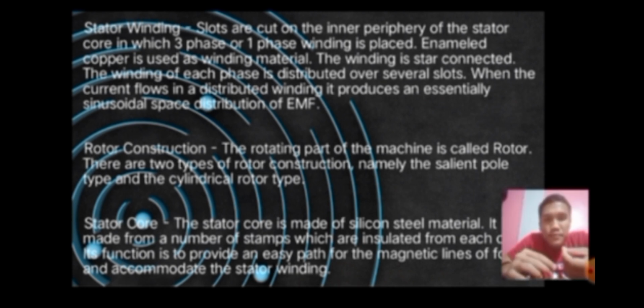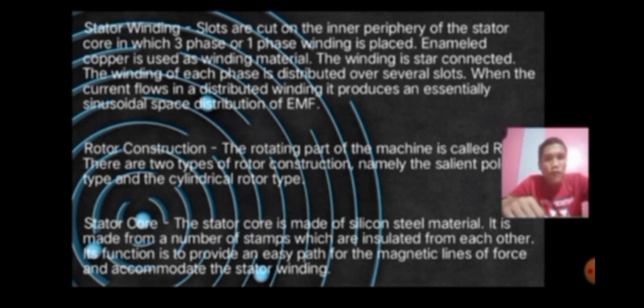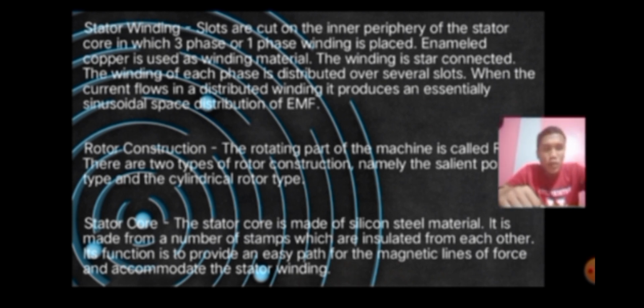Stator core. The stator core is made of silicon steel material. It is made from a number of stampings which are insulated from each other. Its function is to provide an easy path for the magnetic lines of force and to accommodate the stator winding.